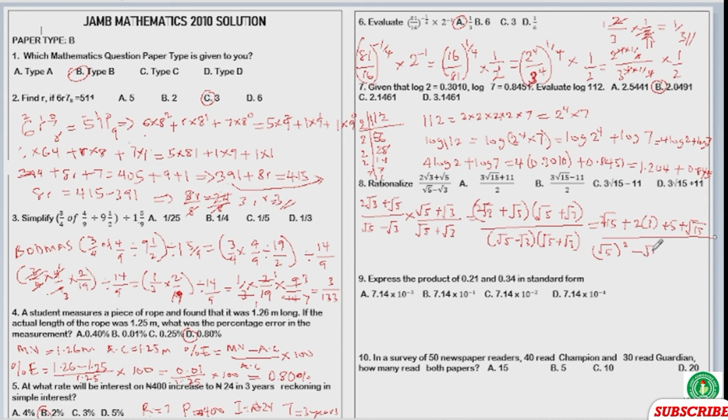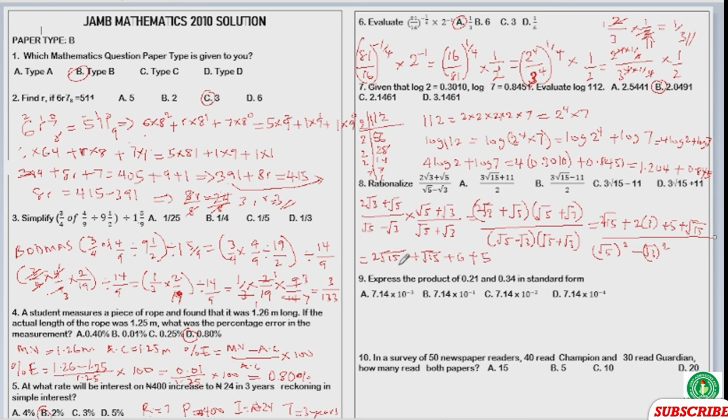Root 3 or square. So what do we have here? What we are having here now is equal to 2 root 15 plus now another root 15 here plus root 15. I'm already rearranging: 2 times 3 here is 6 plus 1. So 6 plus, and 2 times 3 is 6 plus 5.